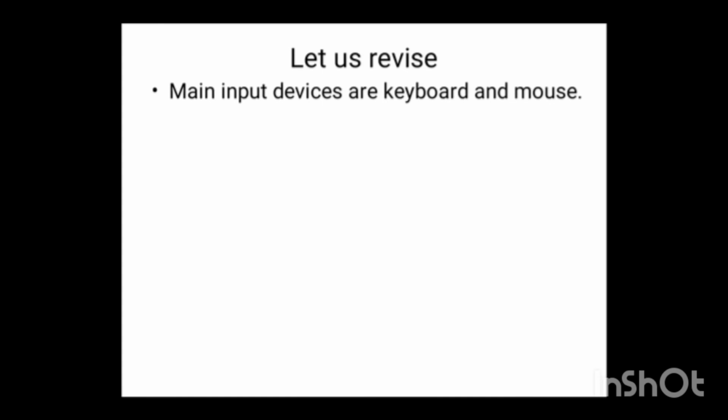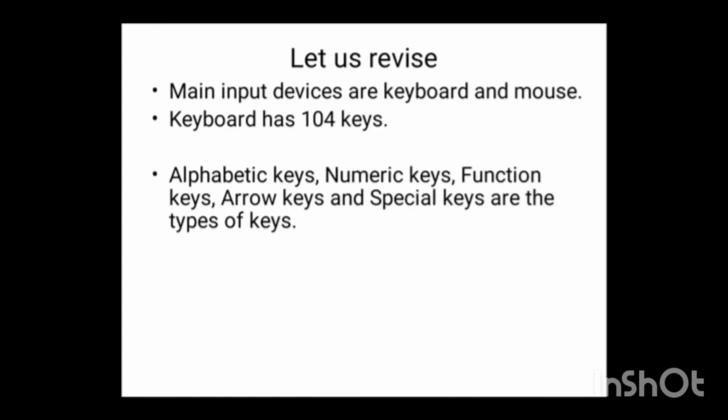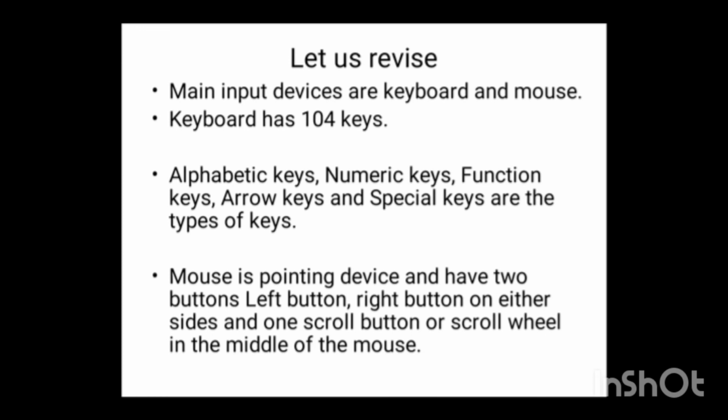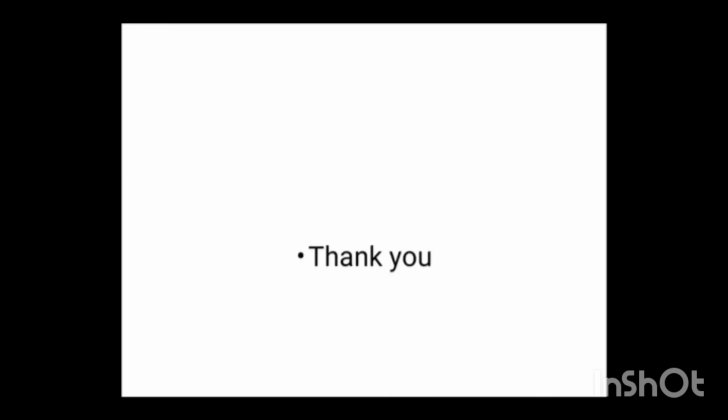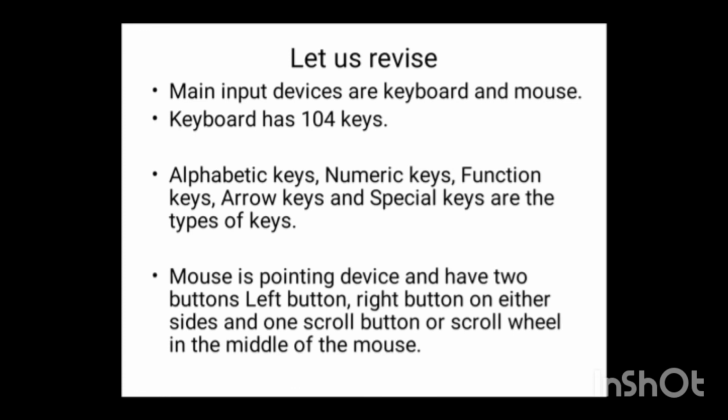Okay, now let us summarize what all things we learned today. Main input devices are keyboard and mouse. Keyboard has 104 keys, and alphabetic keys, numeric keys, function keys, arrow keys, and special keys are the types of keys. Mouse is a pointing device and has two buttons, left button and right button on either side, and one scroll button or scroll wheel in the middle of the mouse.